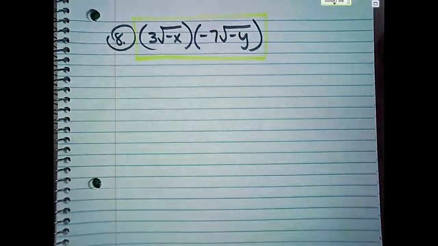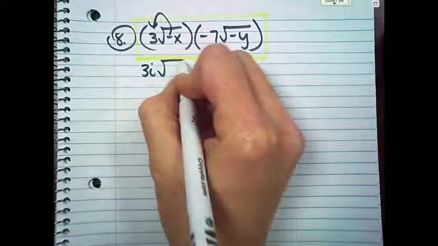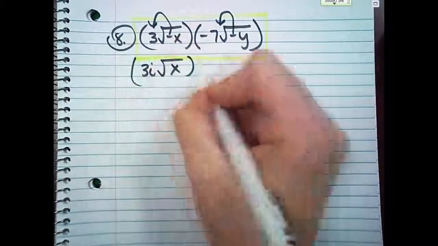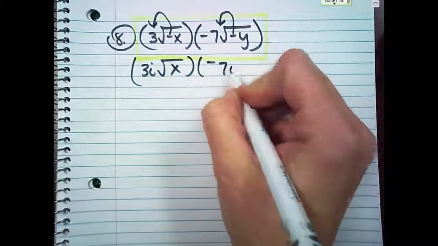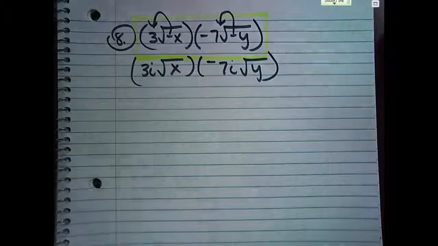Okay, when you get to this point, you want to do outsides, insides, but you can't do outsides, insides until you do what? What do you have to remember to do first? Get rid of the negatives. So if I kick the negative out, take the square root of negative 1, I'm going to get 3i root x. If I take the square root of negative 1 again, I'm going to get negative 7i root y. I'll give you a second to keep going from there.